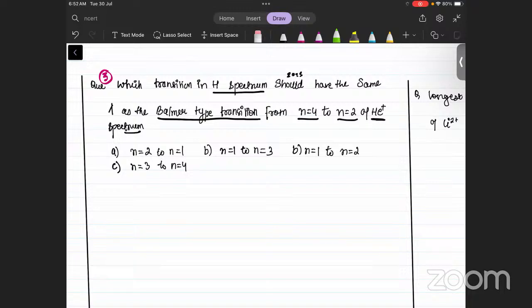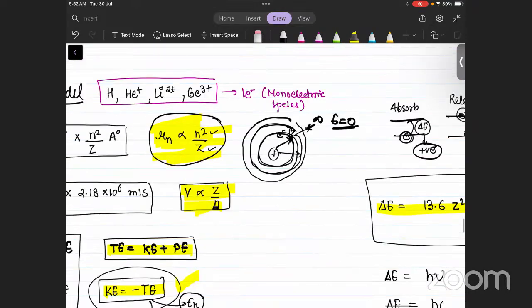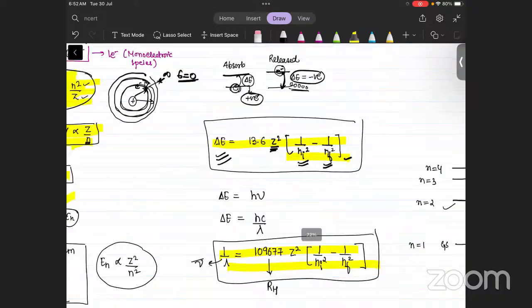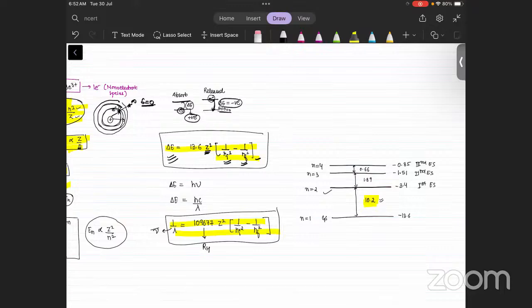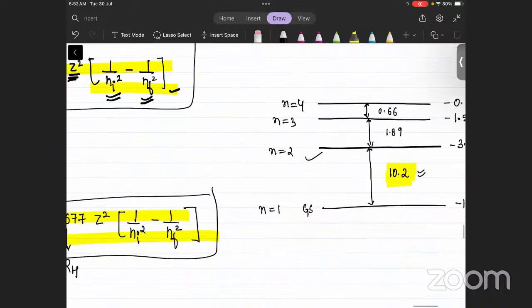So what you do is, instead of calculating the lambda, you can simply calculate the difference in energy, right? Use this formula. Yes, this is what you can use. You know what is Ni, you know what is Nf. You put the value of Z for helium positive, right? Once you put the value for hydrogen, you put the value 4 there, you put the value 2 there, and then you will get some energy, and then compare with this.